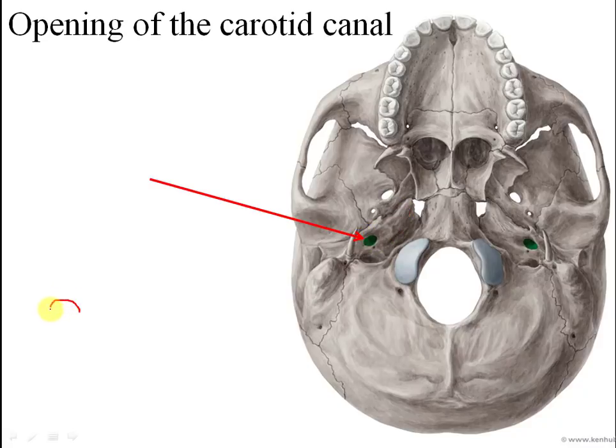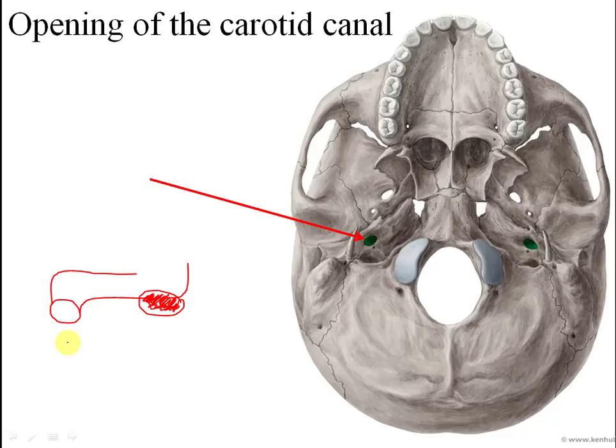So here is the opening for carotid, internal carotid artery. Then we have this canal inside the bone. It opens here inside the cranial cavity. So we see this opening from the inner aspect of the skull. In this area we have the foramen lacerum. And we said that the foramen lacerum in living subjects is closed by a cartilage.